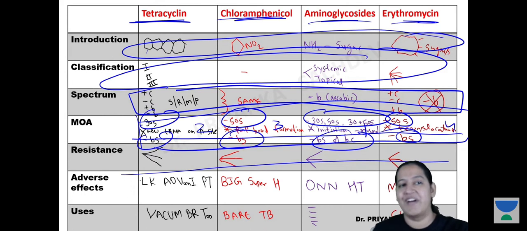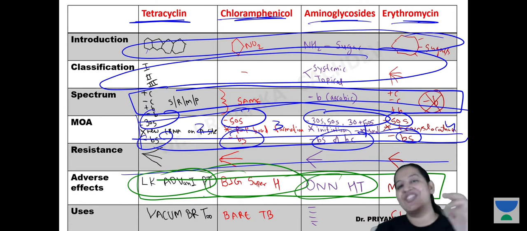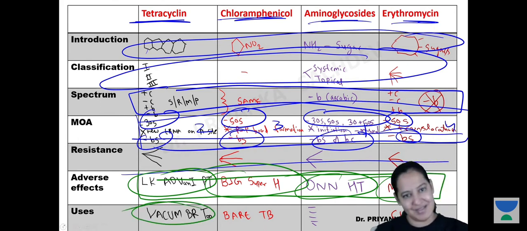How can you forget? Adverse effect, see the mnemonic of all of them. So LK Advani is a PT teacher. You know the full form. Big Super Hyper. You know the full form. On HT. You know the full form. Macro. You know the full form. These are the adverse effects. Uses you already know. Vacuum bedroom 2. That is the full form.